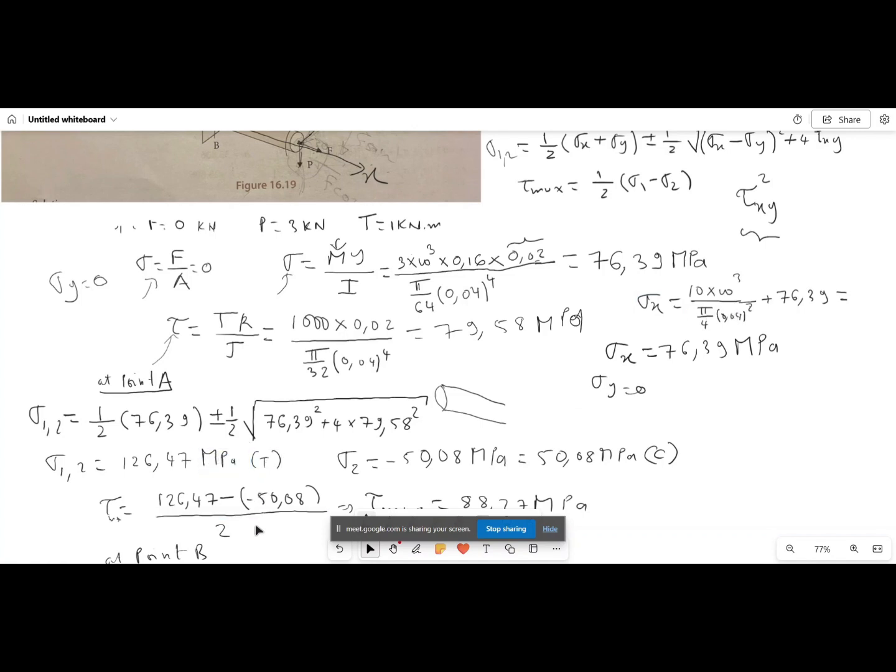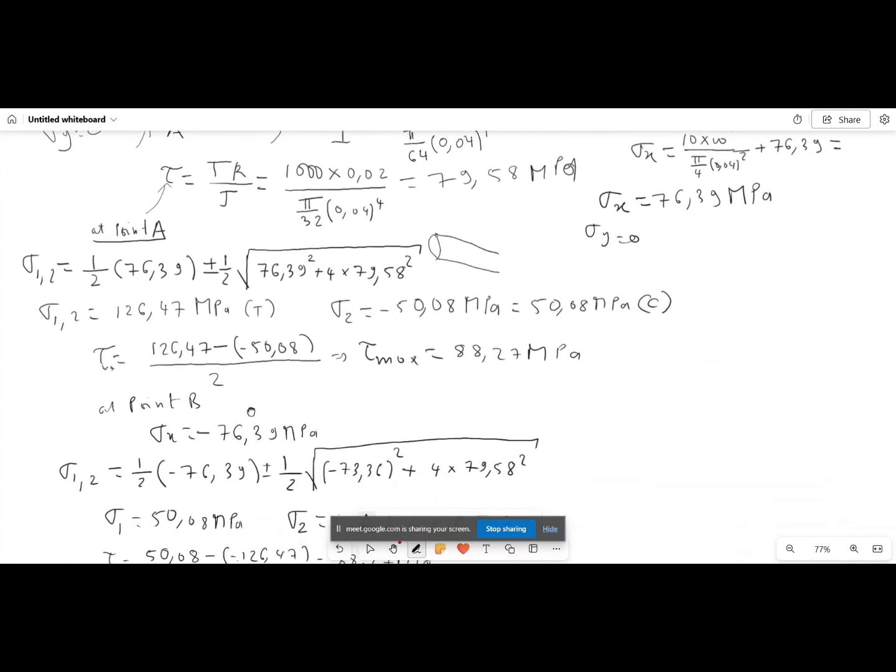Now, I have a question. What will be the rho x at point B? What do you think is going to be? Think about it. The question is, what is the rho x at point A? We say that the rho x at point A will be the sum of direct stress created by the direct force plus direct stress created by the bending. Are we good with that one?